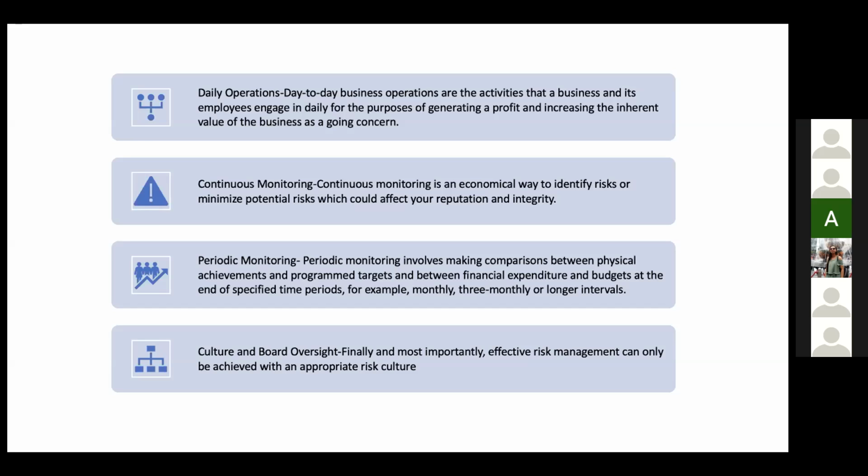Periodic monitoring. Periodic monitoring involves making comparison between physical achievements and program targets, and between financial expenditure and budgets, at the end of specific time periods. For example, monthly, 3 monthly, and longer intervals. And the last one is culture and board oversight.